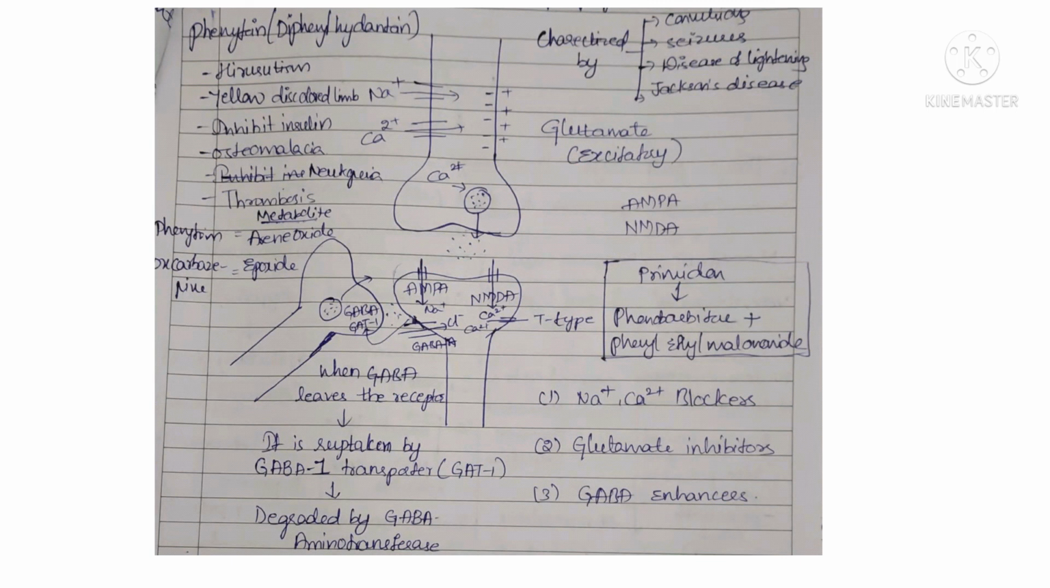So we have completed the classification of drugs and also their mechanism of actions. Now we'll study the side effects of some important drugs only. Okay. So here phenytoin is one of the most important drugs. So the side effects of this are hirsutism, yellow discoloring, inhibition of insulin, osteomalacia, neutropenia, and thrombosis, and also Stevens-Johnson syndrome. Okay, which is some skin disease. Stevens-Johnson syndrome can be due to phenytoin or lamotrigine or carbamazepine. Okay, so these are the side effects of phenytoin.